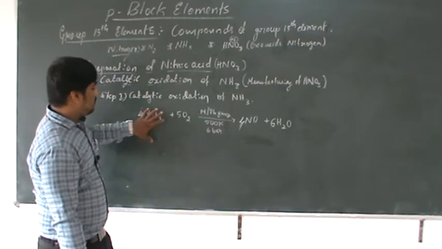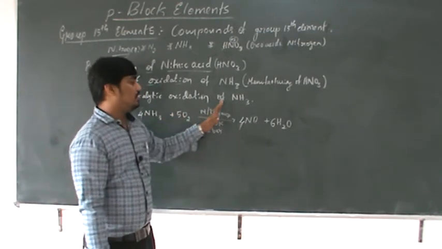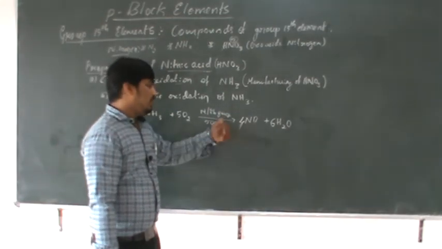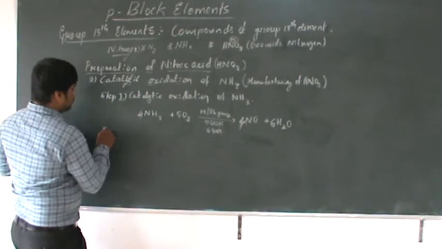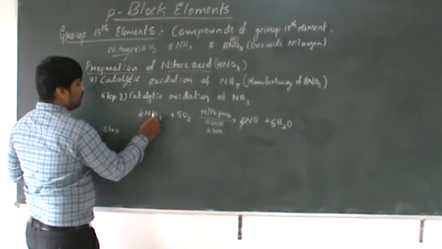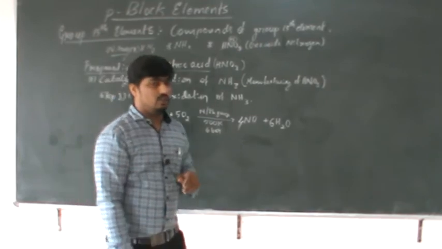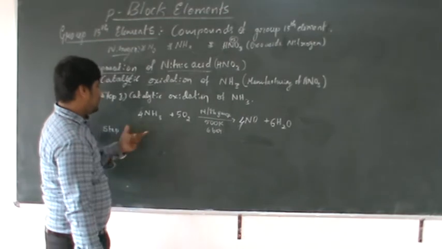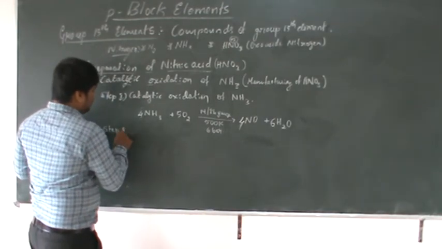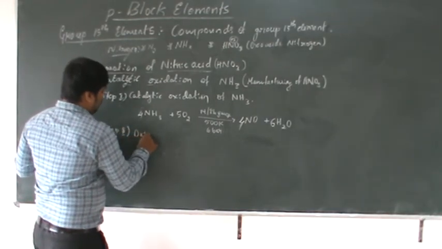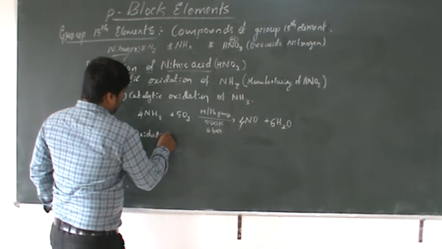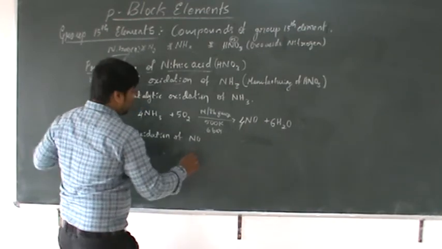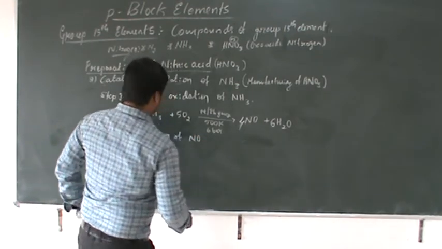Okay, this process is called catalytic oxidation of ammonia. In the first step, nitrogen monoxide is produced. In the second step, again oxidation. This step is very important. There is a possibility of asking a 1 mark question also in this case. Okay, on the first step of this reaction. Step 2, oxidation of nitrogen monoxide.